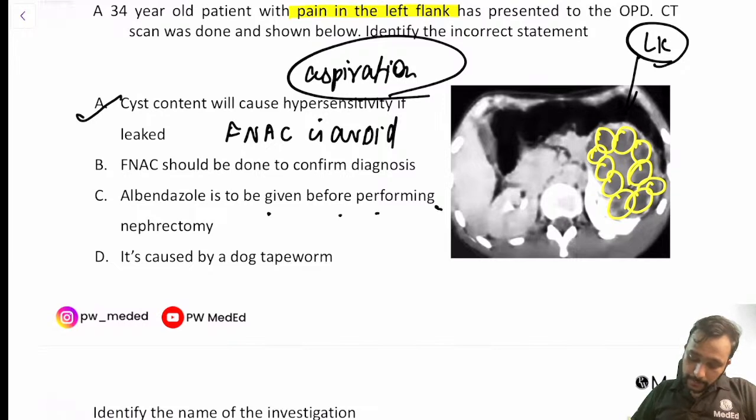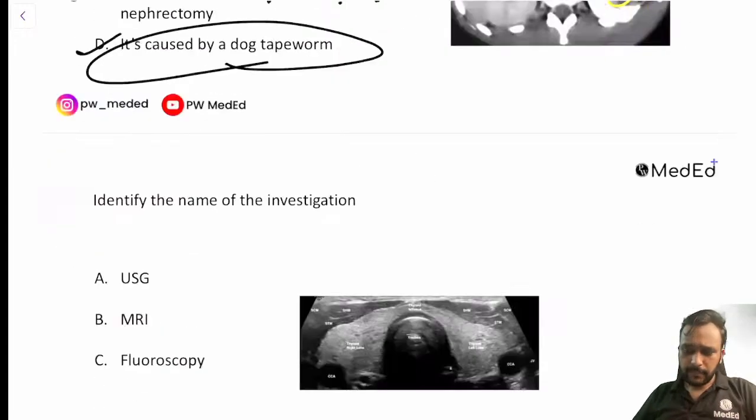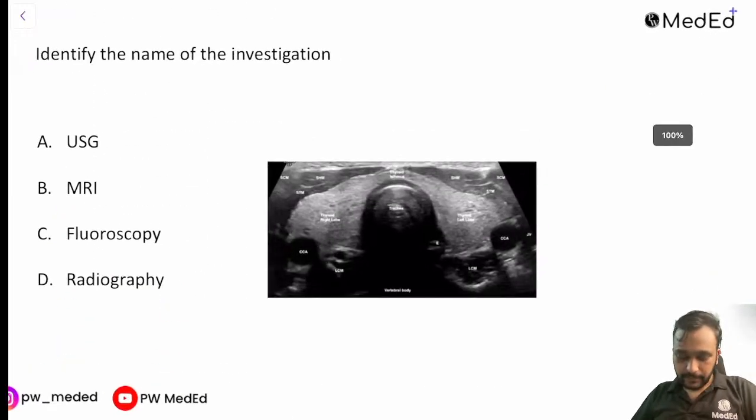Albendazole is given before performing nephrectomy. This is again a true statement. It is caused by a dog tapeworm. We all know it is caused by Echinococcus granulosus, right? So the statement that FNAC should be done to confirm the diagnosis is the wrong statement.